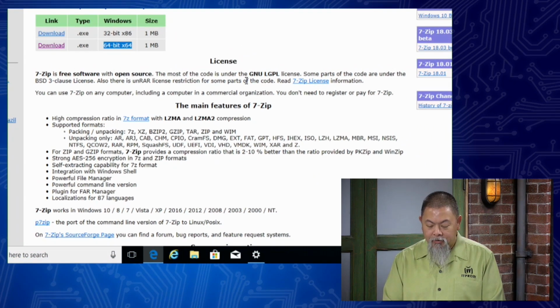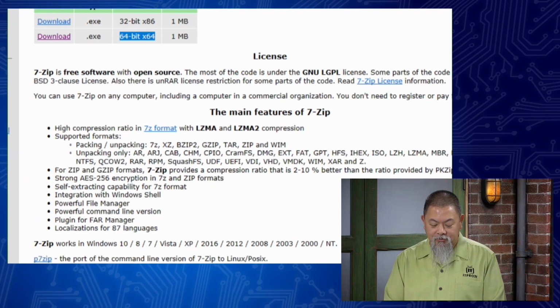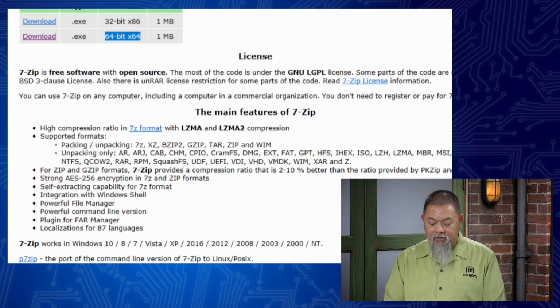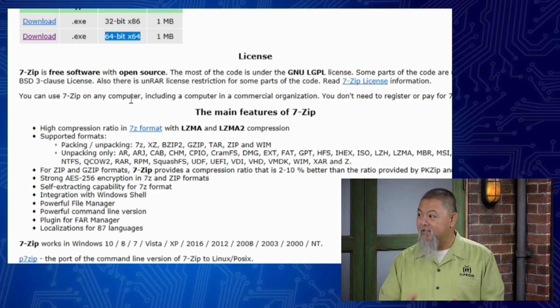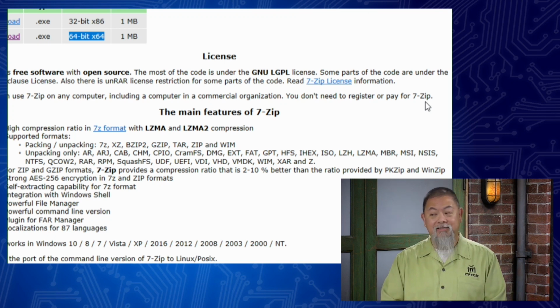So for example, on this one, it just tells you most of the code is under GNU-LGPL. Some part of the code is under this license, and there's some other things, and it shows you right here. You can use 7-zip, and I like this because it actually defines exactly what you can do with it without having to read through a ton. On any computer, including a computer in commercial organizations, you don't need to register or pay for 7-zip. So this is a fairly broad licensing option that says you're not going to pay for it. There's no need to register this back with us at all.